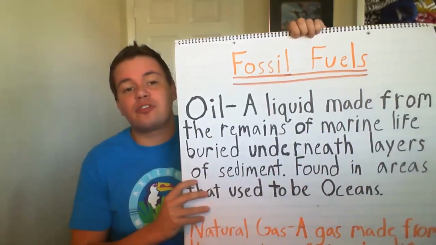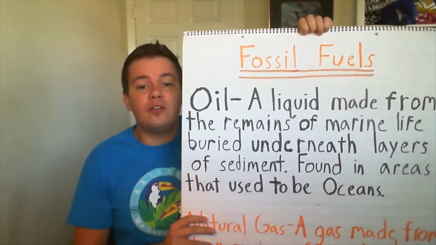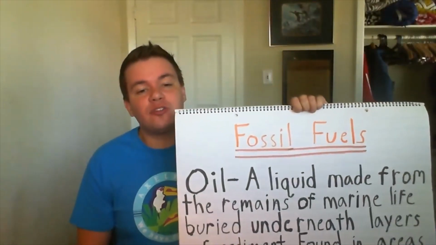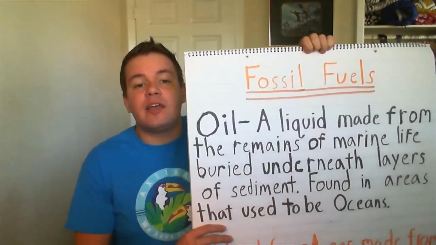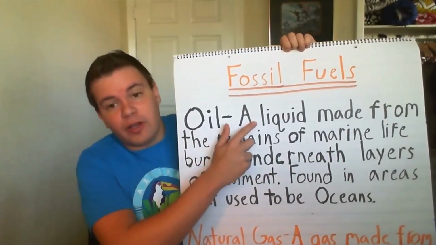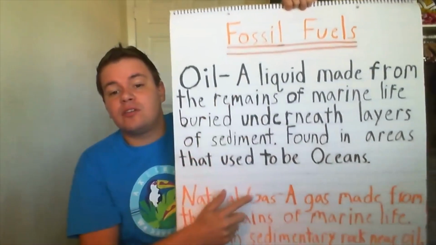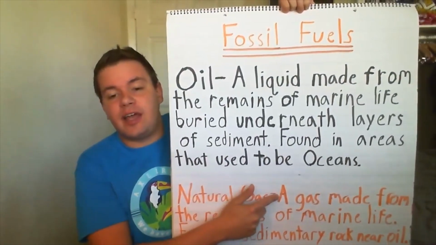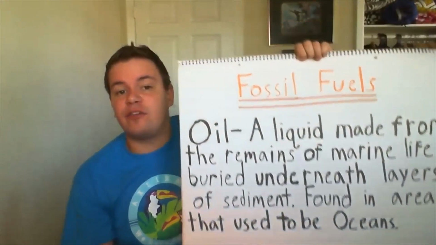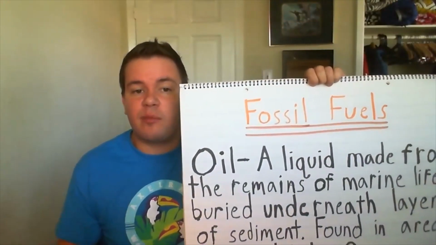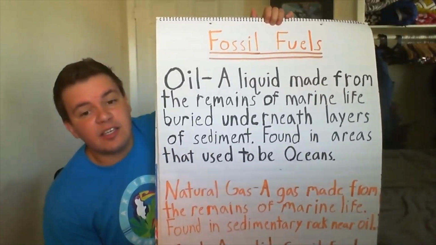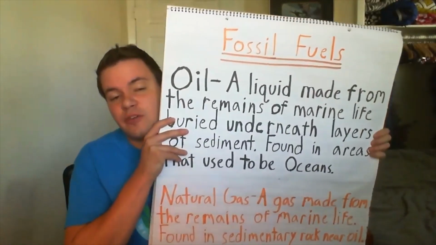Let's remember that there are three fossil fuels: oil, natural gas, and coal. One of the major differences between the three of these is the state of matter that we find it in. For example, we find oil as a liquid. We find natural gas as a gas or gaseous substance, and we find coal as a solid, very similar to rocks in its properties.